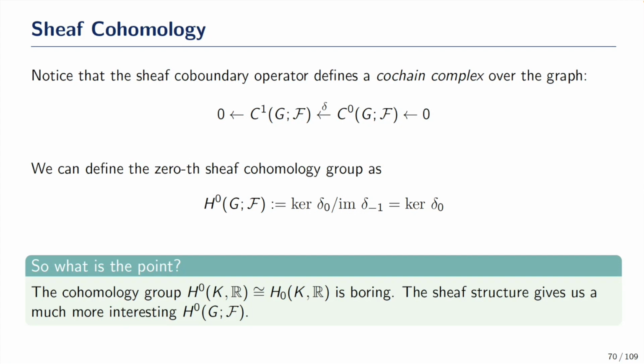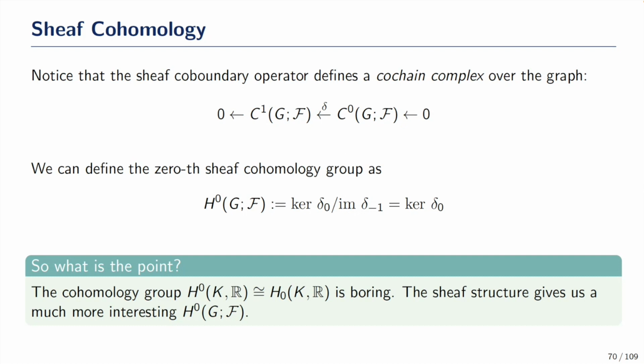So here we just have the kernel of this coboundary, quotient delta minus 1. This delta minus 1 is just 0. Sorry, yeah, we can get rid of it essentially.